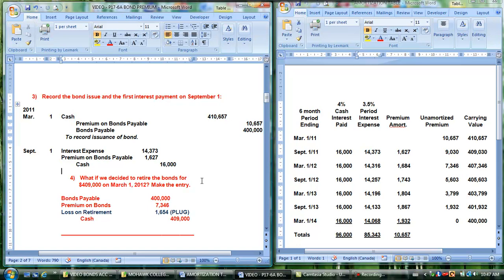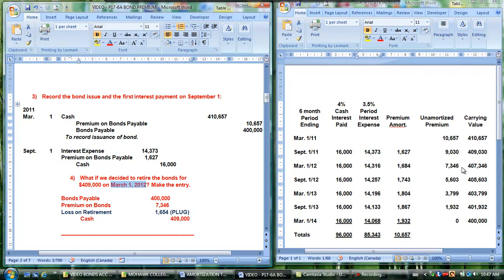After you've done the March 1st, 2012 entry, I'm not going to bother to do it right now. I think you probably, after what we've done in class, get the hang of a bond. But let's now do something else with this. Let's say we decided to retire the bonds for $409,000 on March the 1st. This assumes we've already made our interest payment. So we're down here and we have a carrying value of the bond on March the 1st of $407,346.